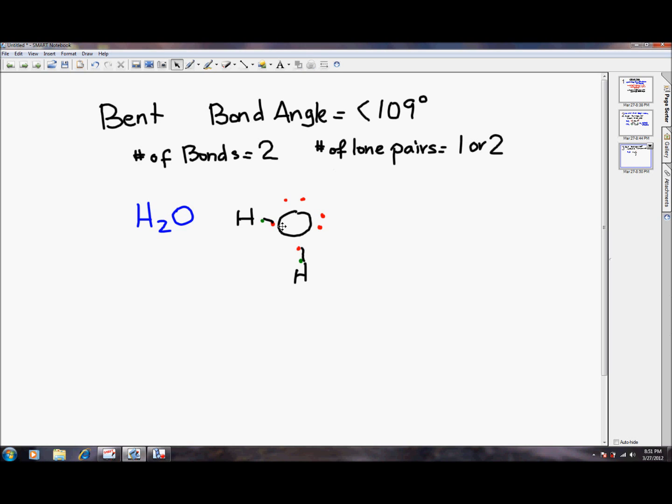Okay. Now, when we're talking bond angle, it's important for you to know that this is the angle between the bonds in the molecule, not the angle between the bonds and the lone pairs. But here's another important note. Lone pairs repel more than bonded pairs.